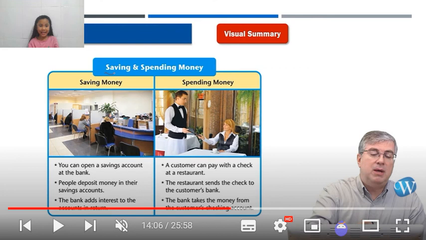People deposit money in their savings accounts. They would save their money in their accounts, and the banks add interest to those accounts, right? They will add the interest each time you deposit money. Maybe the first time you put in $10, then you would receive 20 cents as interest. And the next time you add $20, you would receive 40 cents as interest, right? I don't know, is that true?